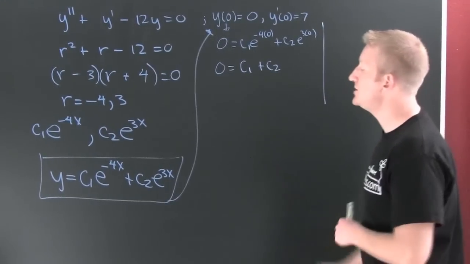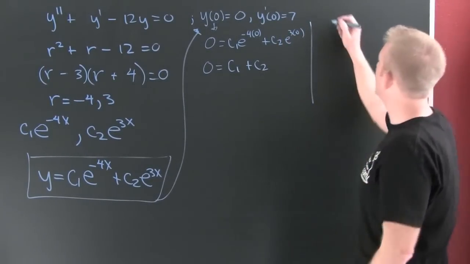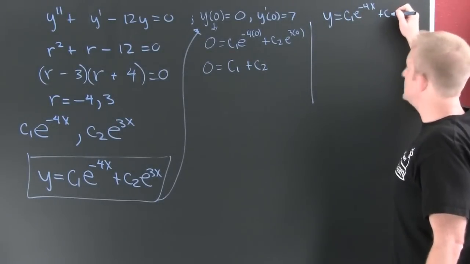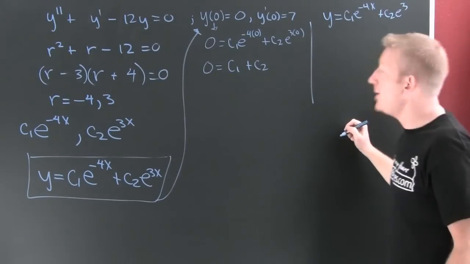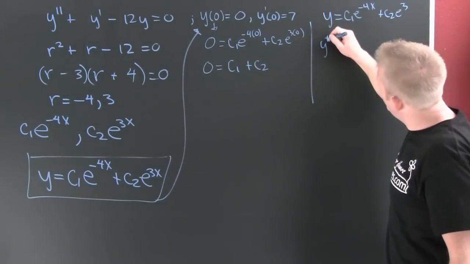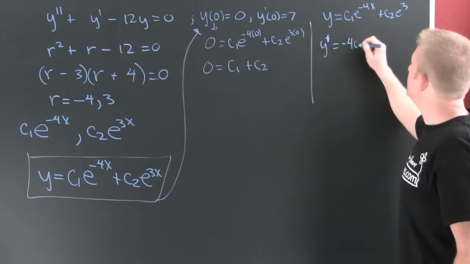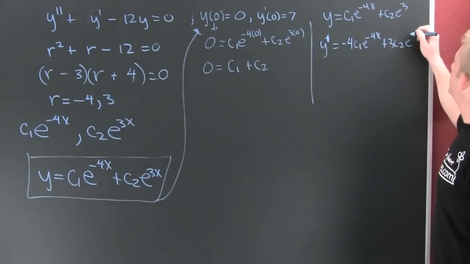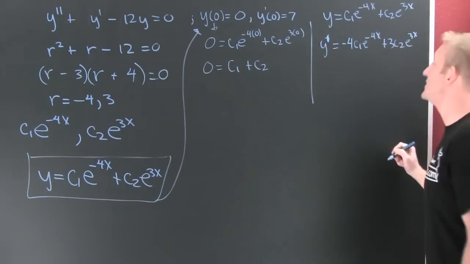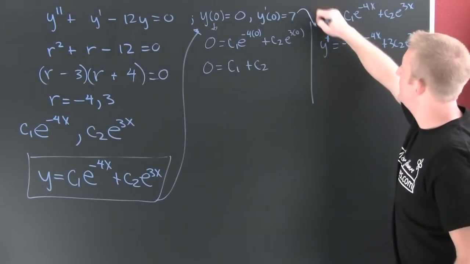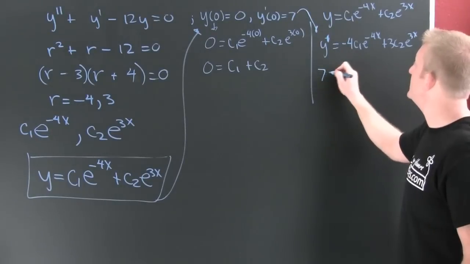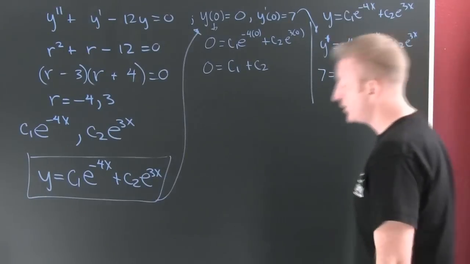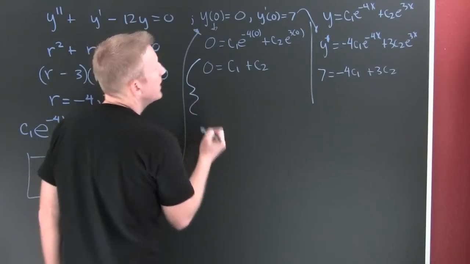Okay, now what do we need to do? We need to get a derivative of that. So if y is equal to c1 e to the minus 4x plus c2 e to the 3x, then y prime is gonna be minus 4 c1 e to the minus 4x plus 3 c2 e to the 3x. Taking the derivative of each one of those exponentials, plugging in my initial condition, I'm going to have 7 is equal to minus 4 c1 plus 3 c2. Now we have a system of two equations and two unknowns.